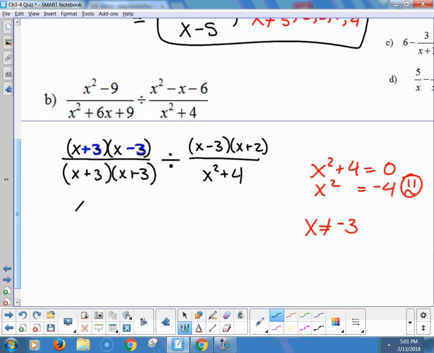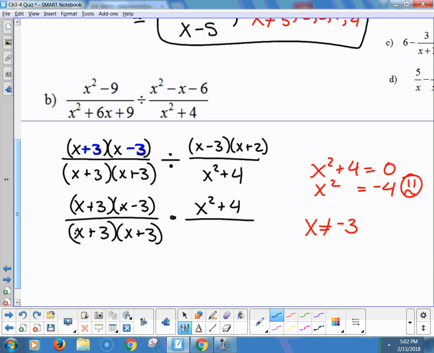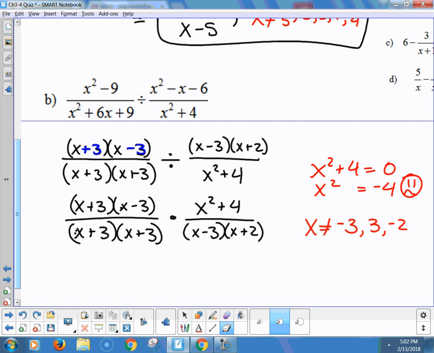Now that we're dividing fractions, let's rewrite the first and take the reciprocal of our second fraction, changing the sign to multiplication. Oh my gosh, we have just created 2 more excluded values. x can't be +3 and x can't be -2. So let's write them down. +3 and -2.